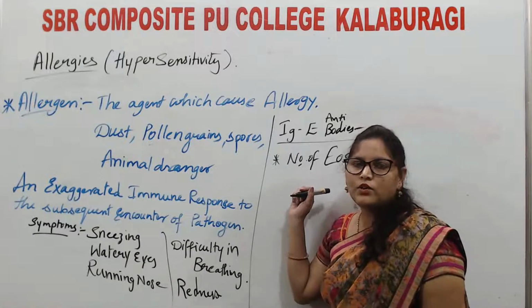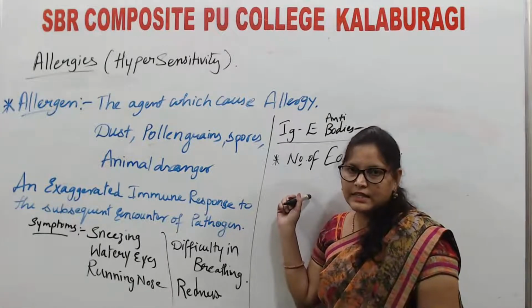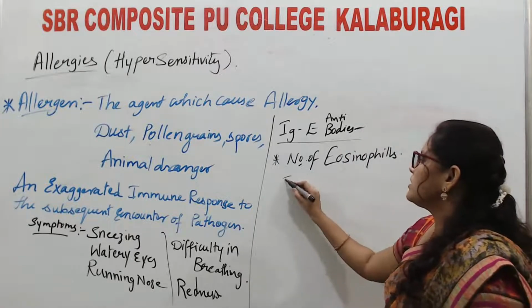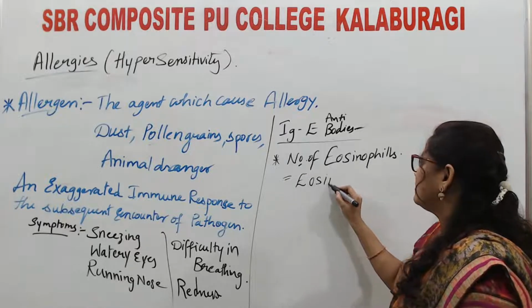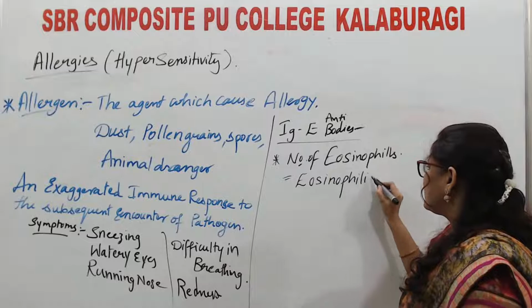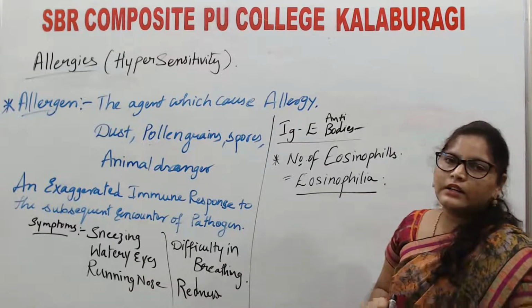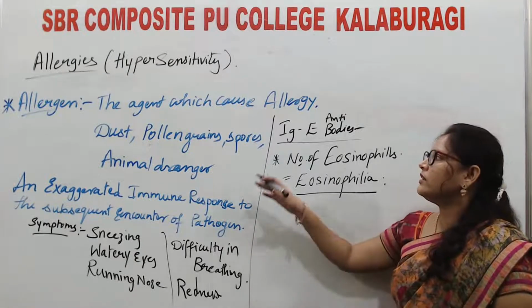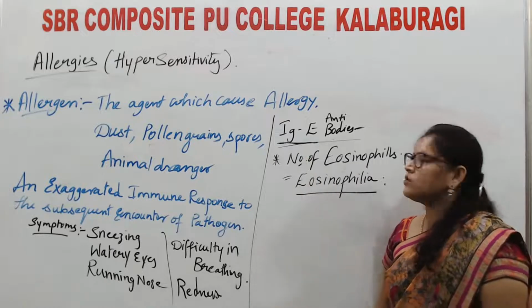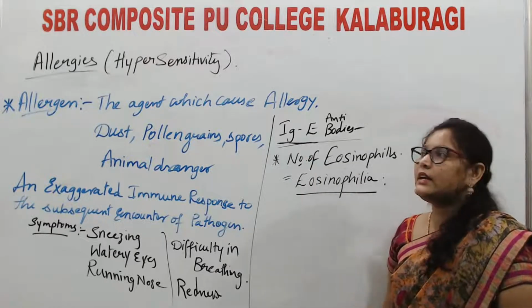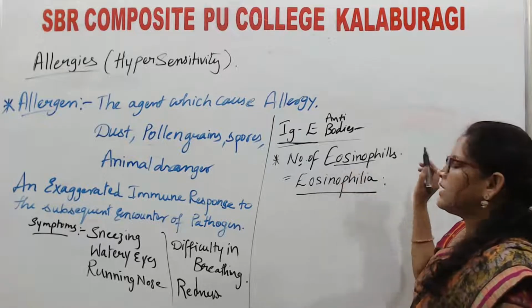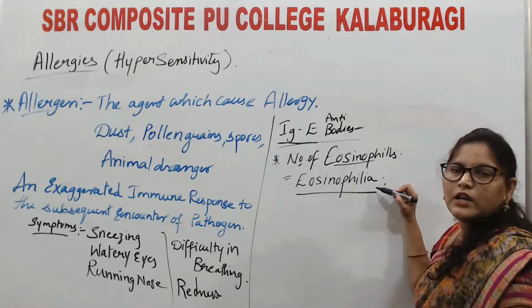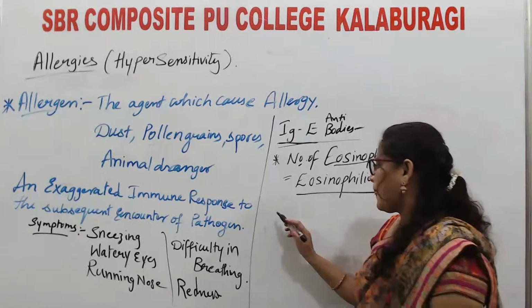They are also known as acidophils because they are stained with acidic dyes. As the number of eosinophils increases, the condition is known as eosinophilia. Is it clear? During allergic reactions, which antibodies are found in the blood? IgE antibodies are produced, and the cells which are fighting against these allergens are eosinophils. Their number increases. Abnormal increase in the number of eosinophils is known as eosinophilia.